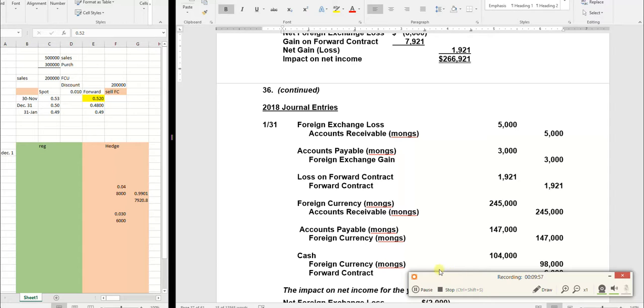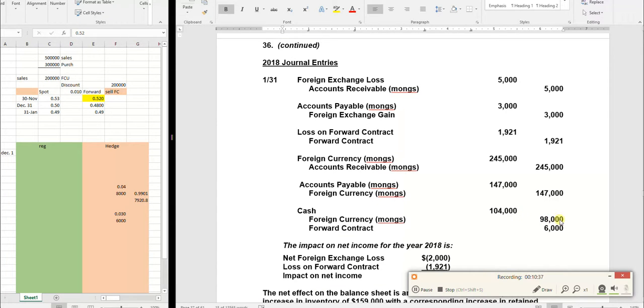Then I'm going to settle the transaction. So basically I have 3 transactions going on. I have accounts receivable, accounts payable, and I have my forward contract. All right. So let's get the accounts receivable off my books first. My accounts receivable, if you had made a T account of accounts receivable, it's sitting at $245,000, which is also 500,000 times 0.49. I get the foreign currency. I also get the accounts payable off my books, which is 300,000 times 0.49, but also make a T account, double check it. I get it off my books, so I debit it, I get my foreign currency. So now if you net the foreign currency, you're going to see I've got 98,000 of foreign currency.